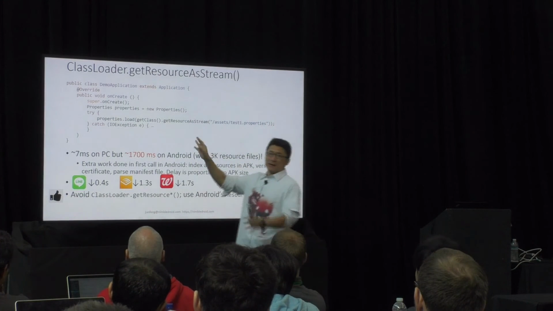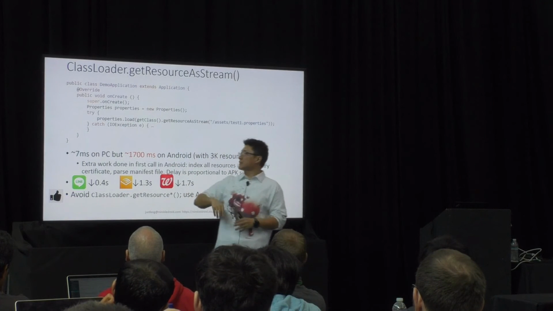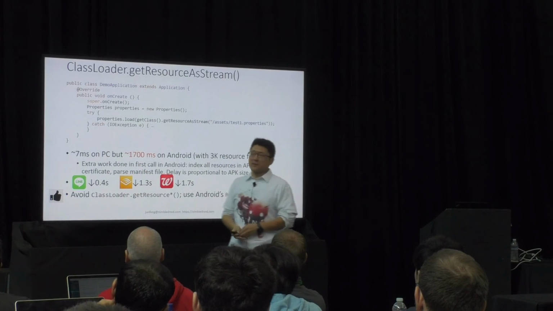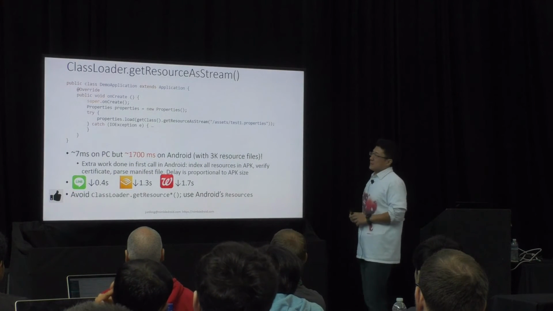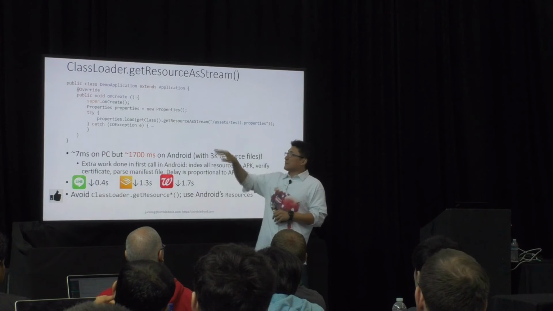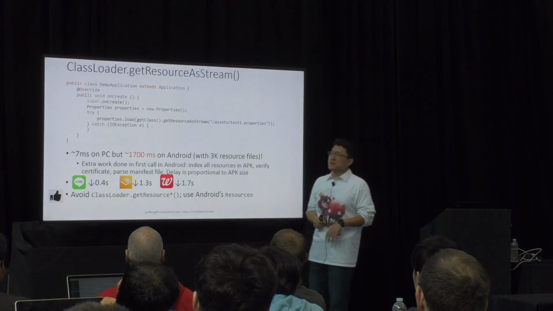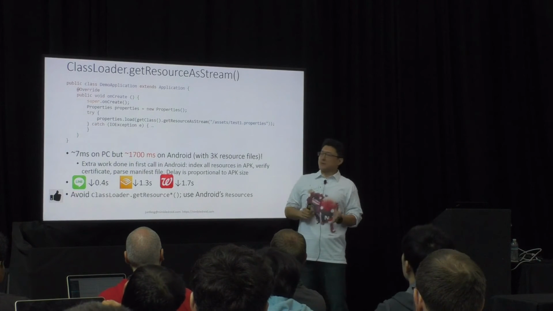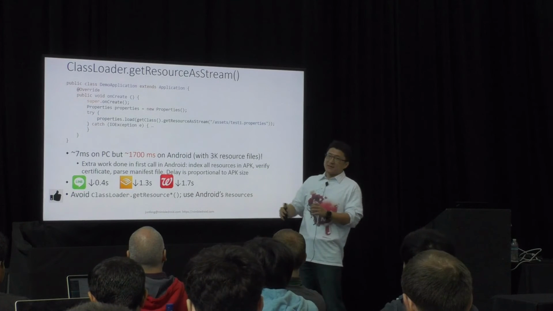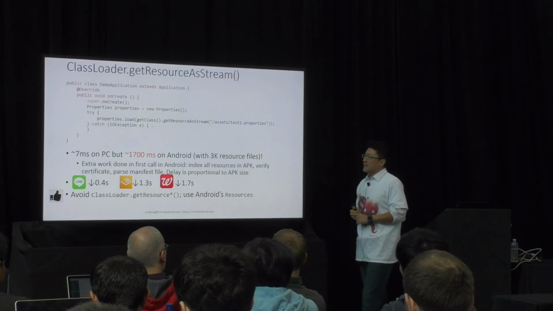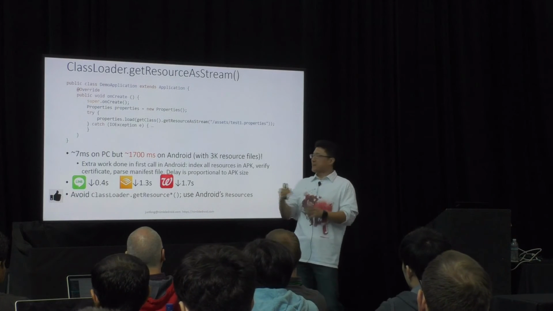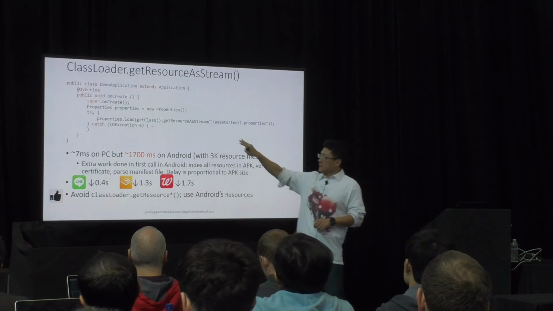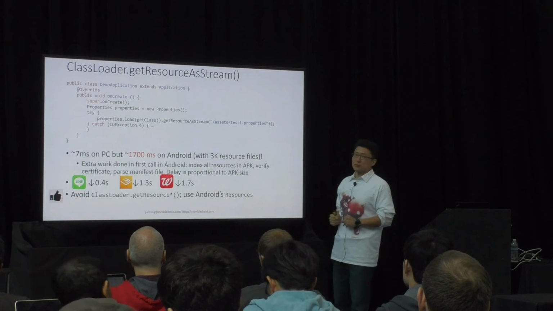And if you write a similar version of this code to load a resource from a 3,000 resource JAR, it takes roughly 7 milliseconds on the PC. So what's the problem here? It turns out that for many versions of Android, the implementations of getResourceAsStream are not efficient. The first time you call this method, the implementation needs to index all the resources in your APK, verify that the APK is signed properly, and also parse the Android manifest file. The delay, the time you spend in getResourceAsStream, is actually proportional to the APK size.